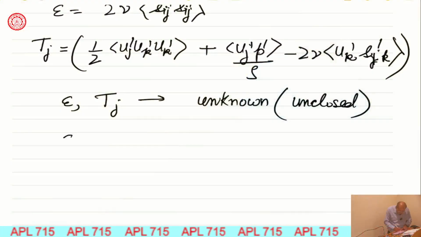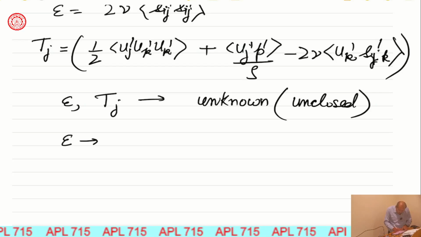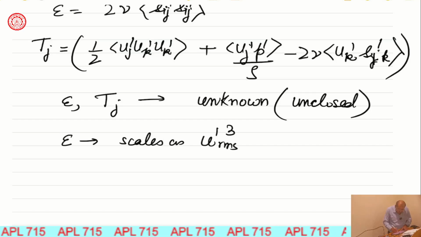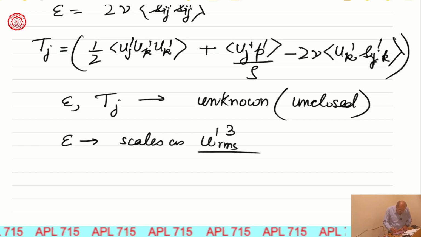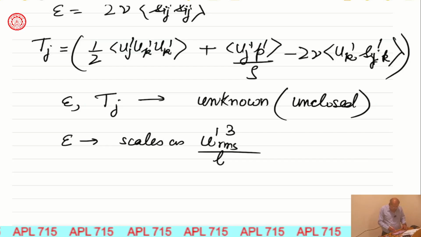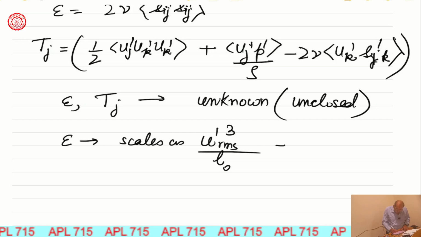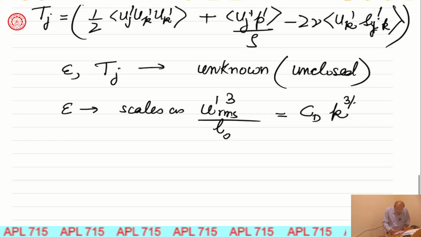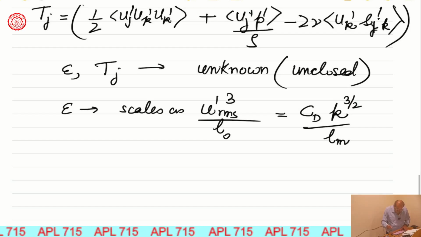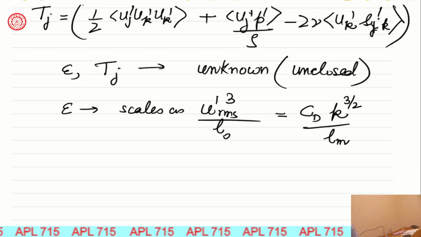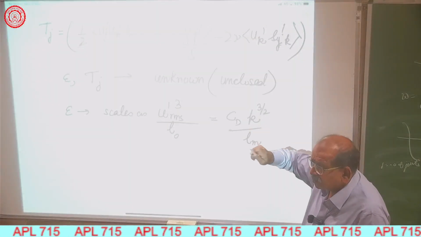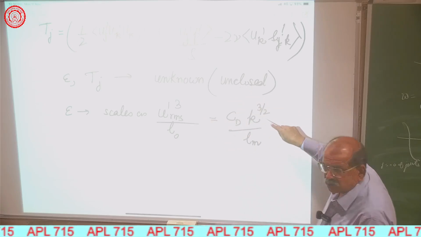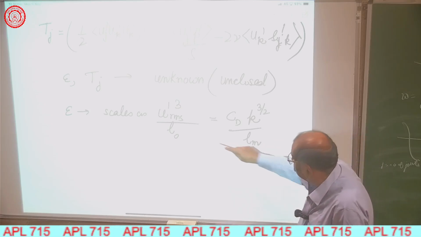Now, for epsilon, we know epsilon scales as u prime RMS cube over L0, the length. And so this we will write as CD times k to the power of 3 by 2 divided by L. So this is the modeling approximation we are making for epsilon. That u prime cube will be k to the power of 3 by 2 of that order, and L0 we take as the mixing length.